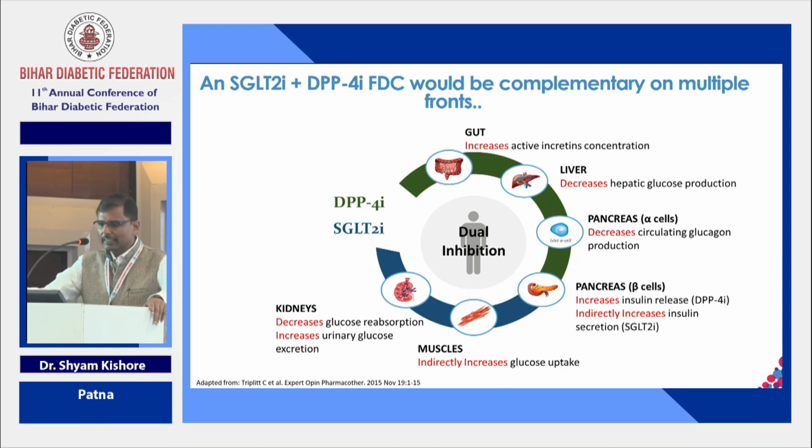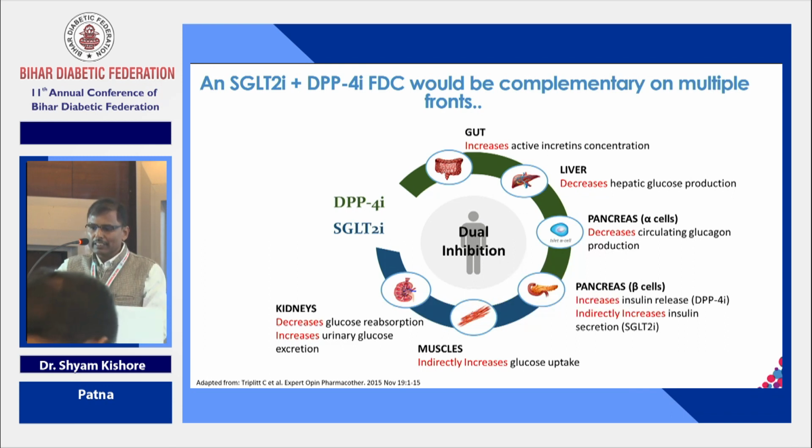body: gut, liver, pancreas. Not only the beta cells of the pancreas, they also act on the alpha cells of the pancreas, muscles, and kidney. SGLT2 inhibitors act primarily on the kidney, whereas the incretin hormones act primarily at the gut level. They have complementary action, and by this complementary action they can provide better glycemic control.